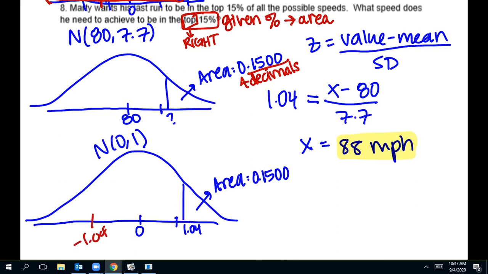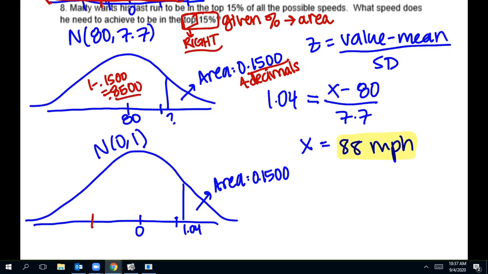And that is not what we're looking for. Top 15%, if you draw your picture first, you see that it should be on the right. And so what I like to do is, instead, I'm going to undo that. I don't like that there. What I do instead is I find the area to the left. And so I'll do 1 minus 0.1500, and I'll be looking for 0.8500 actually.